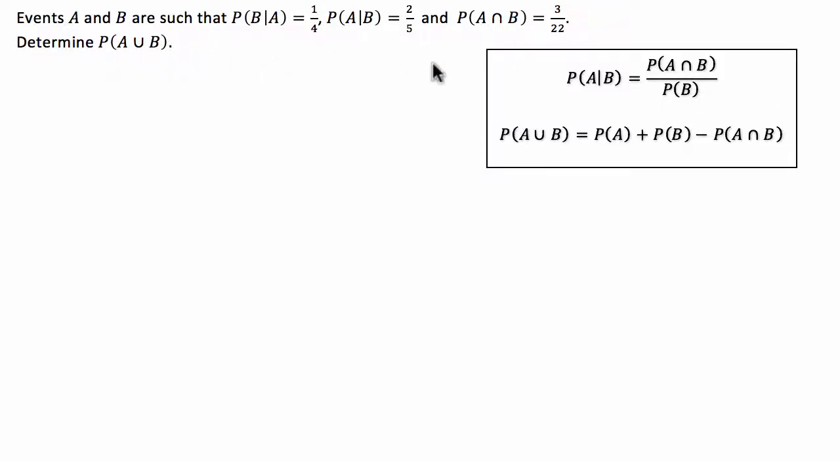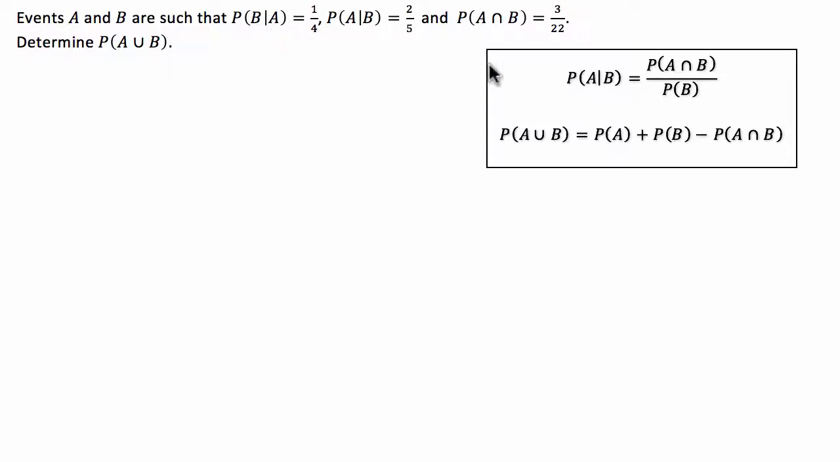Now what I'm going to be doing is using these two probability formulas, where we've got the probability of A given B is equal to the probability of A and B over the probability of B. And this here is our union formula: the probability of A plus the probability of B minus the probability of A and B. So first of all, I'm going to use the given formula and substitute in the information that we know. To start with, let's do the B given A.